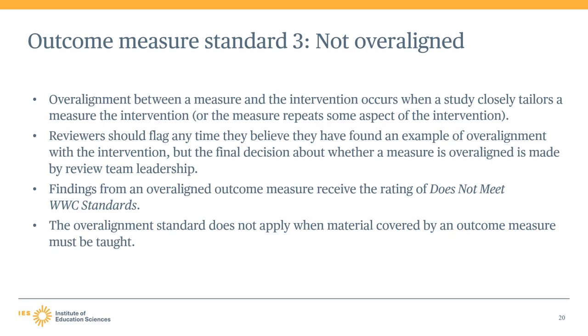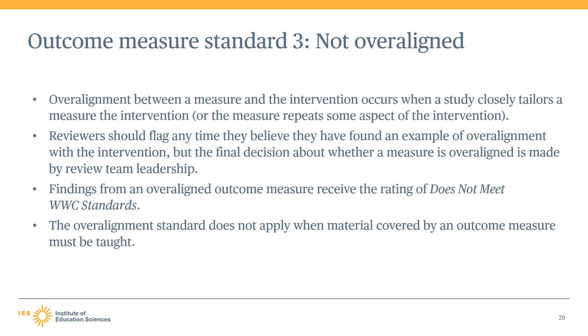Let's consider an example. Imagine a study in which students in the intervention group read certain passages, but students in the comparison group do not read those passages. And let's say the outcome measure for the study is a test that includes the reading passages used in the intervention group. This outcome will not provide a fair test of the intervention because the students in the intervention group have an advantage due to their prior exposure to those passages.